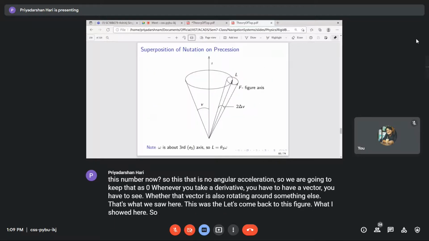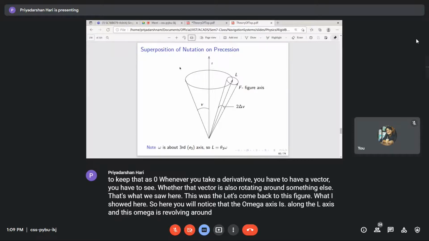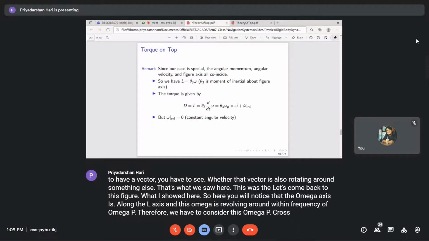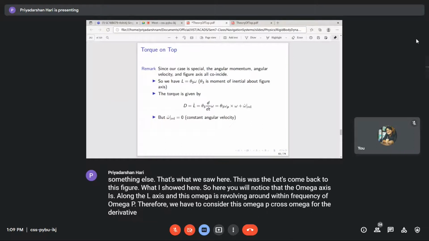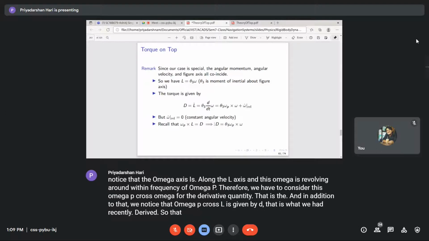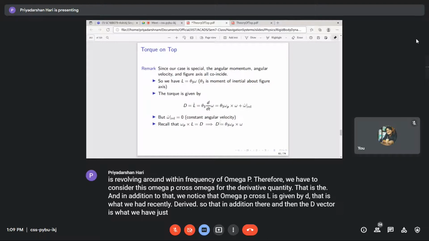Here you will notice that the omega axis is along the L axis, and this omega is revolving around with a frequency of omega p. Therefore, we have to consider this omega p cross omega for the derivative quantity. In addition, we notice that omega p cross L is given by D. That is what we had recently derived. And the D vector is what we had just computed, which is theta 3 omega p cross omega.